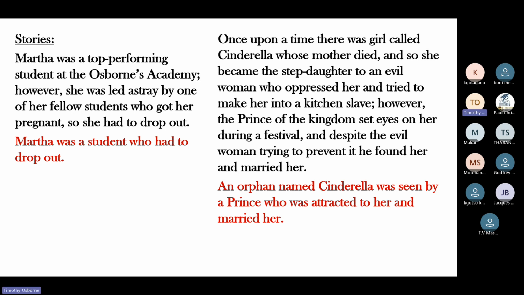Once upon a time, there was a girl called Cinderella whose mother died, and so she became the stepdaughter to an evil woman who oppressed her and tried to make her into a kitchen slave. However, the prince of the kingdom set eyes on her during a festival, and despite the evil woman trying to prevent it, he found her and married her. Okay? And the main idea, an orphan named Cinderella was seen by a prince who was attracted to her and married her. Just like that.